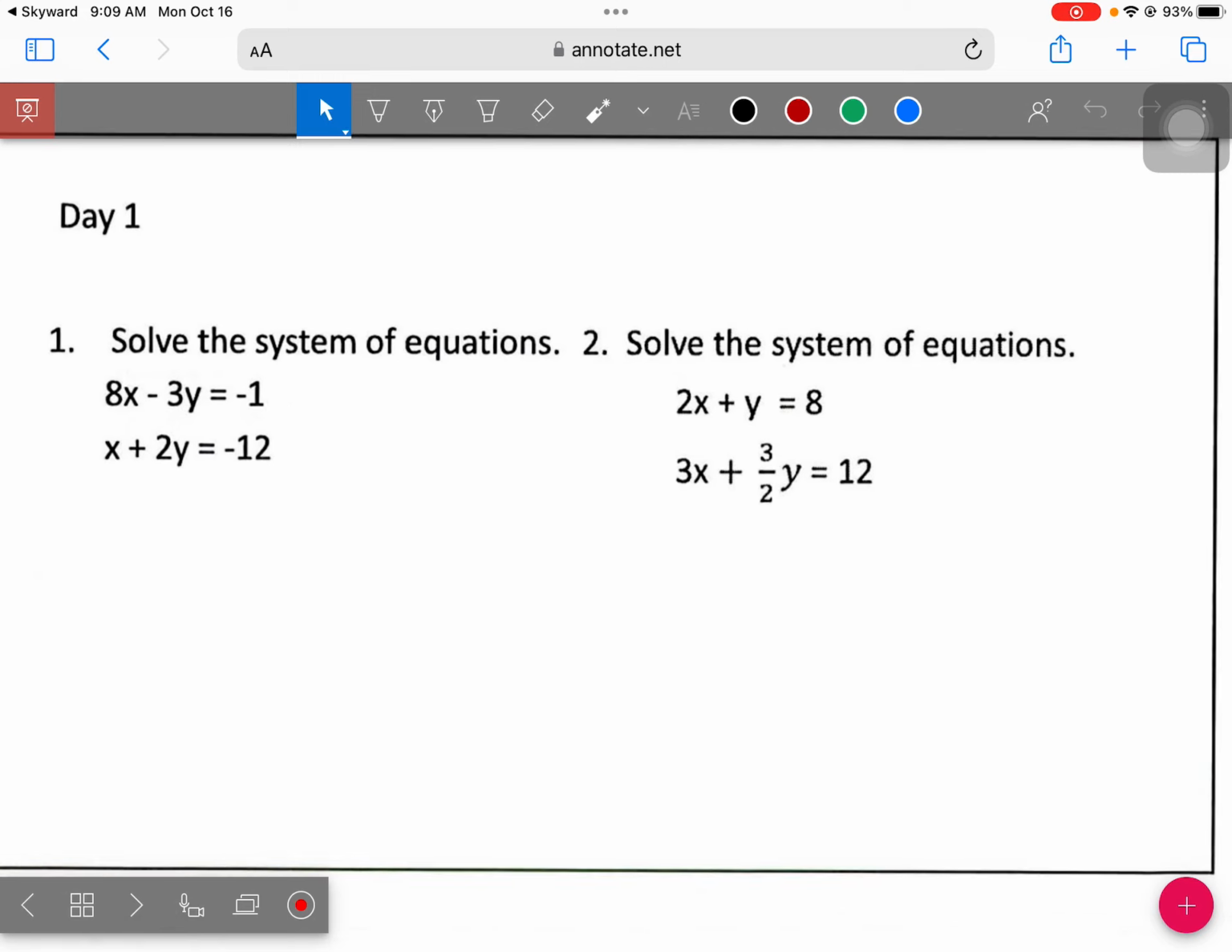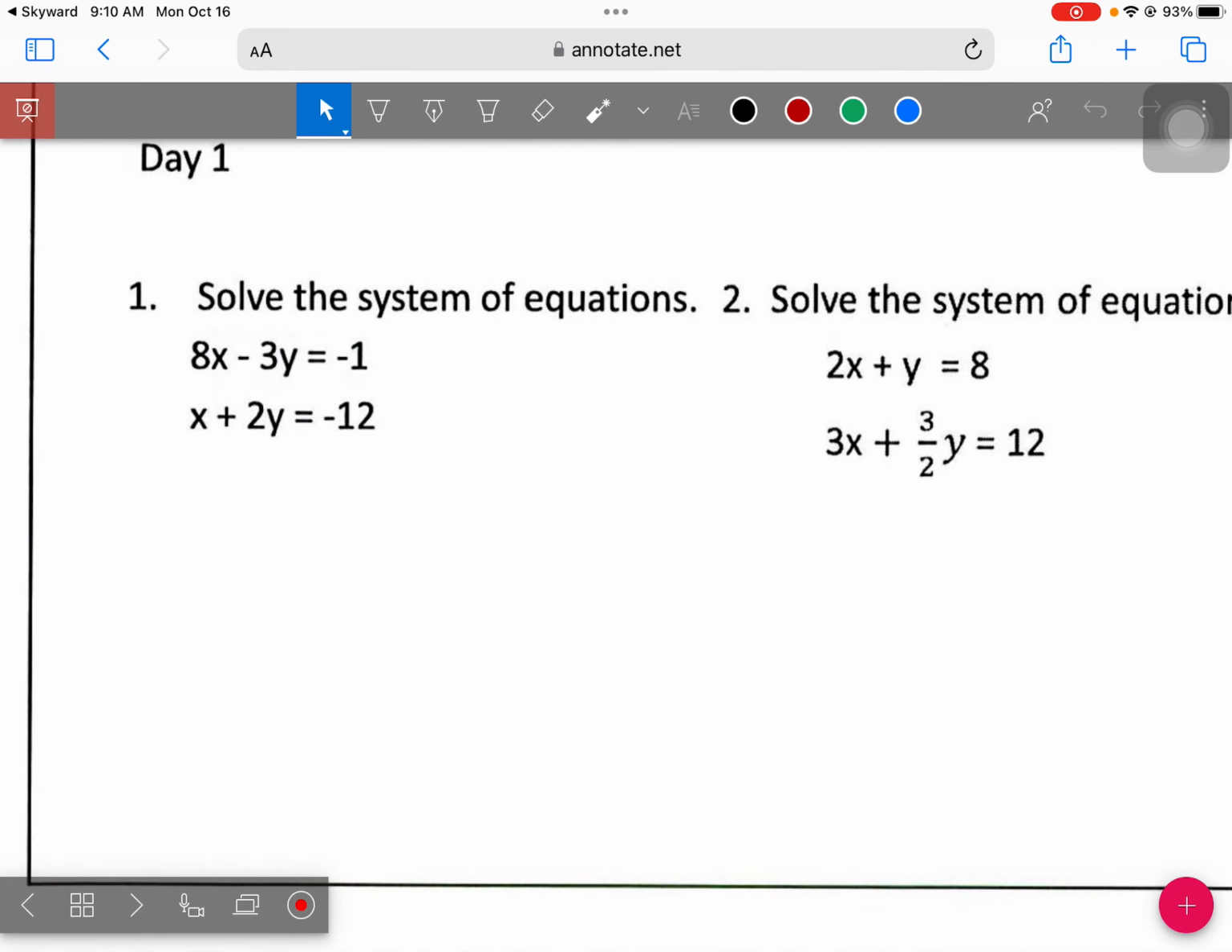All right, so day one says solve this system of equations. There's no graph here, so we're not going to graph it. There is no variable by itself, so I'm going to do this by way of elimination. You could either try to eliminate your x's or your y's. Which one did you try to eliminate?